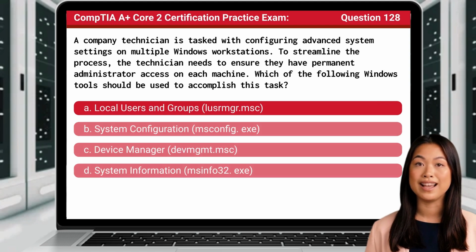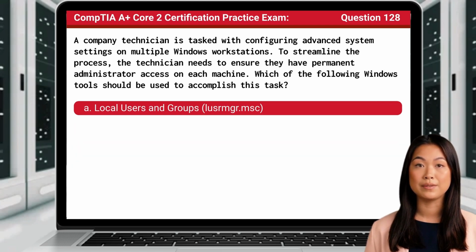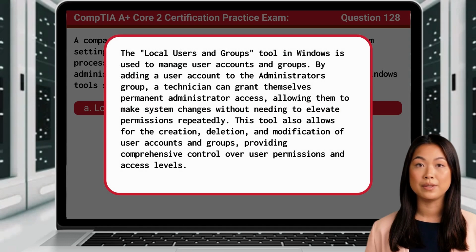The answer is A. Local Users and Groups. The Local Users and Groups tool in Windows is used to manage user accounts and groups. By adding a user account to the administrator's group, a technician can grant themselves permanent administrator access, allowing them to make system changes without needing to elevate permissions repeatedly. This tool also allows for the creation, deletion, and modification of user accounts and groups, providing comprehensive control over user permissions and access levels.